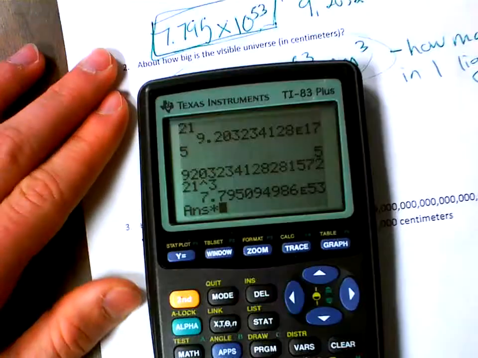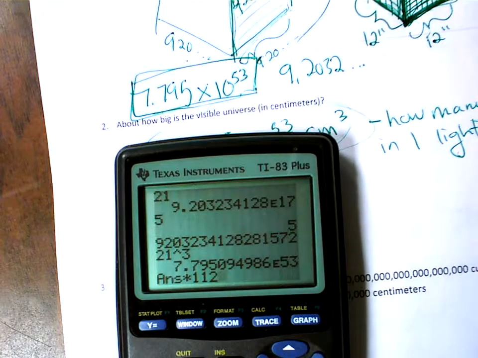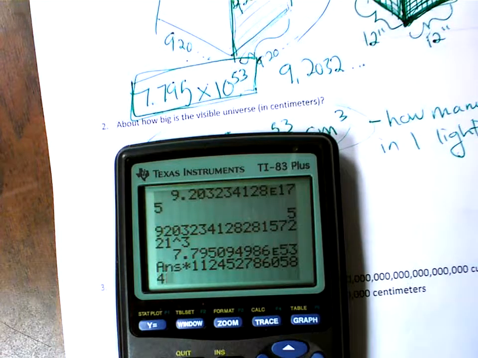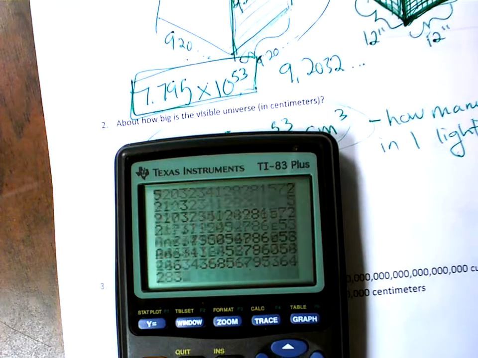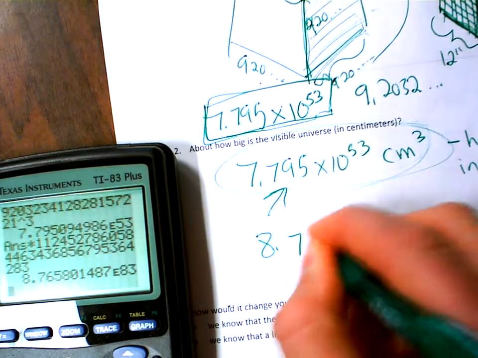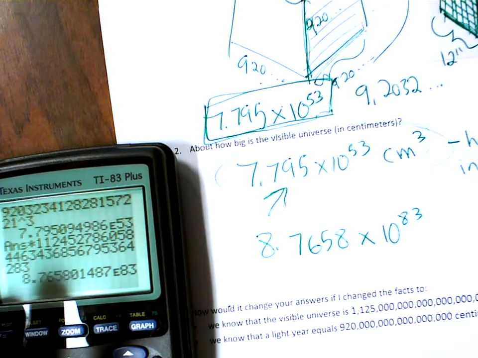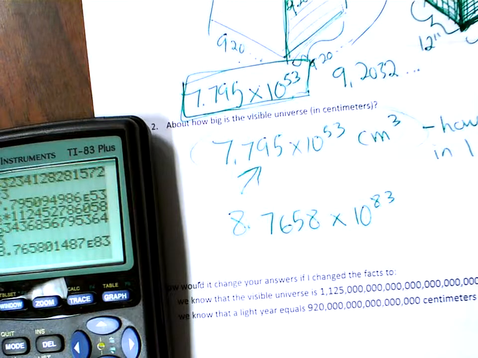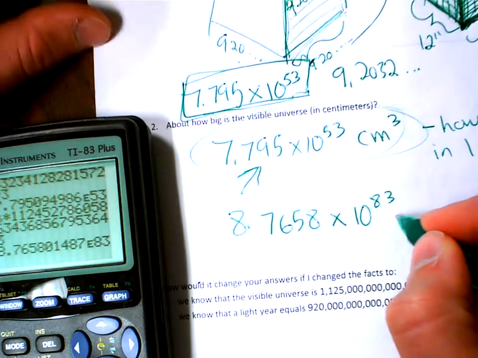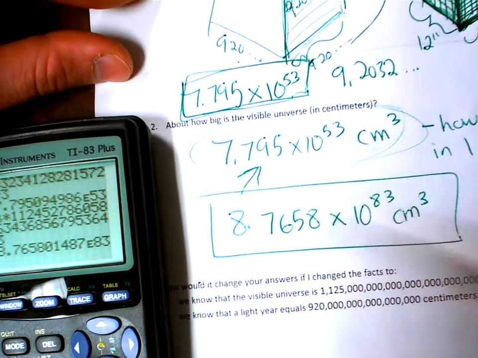I'm going to multiply this to 1, 1, 2, 4, 5, 2, 7, 8, 6, 0, 5, 8, 4, 4, 6, 3, 4, 3, 6, 8, 5, 6, 7, 9, 5, 3, 6, 4, 2, 8, 3. And I get 8.7658 times 10 to the 83. So this means 8.7658 times 10, 83 times. Times 10 times 10 times 10, 83 times. So this is actually a very large number, and this represents centimeters cubed. That's how big the visible universe is.